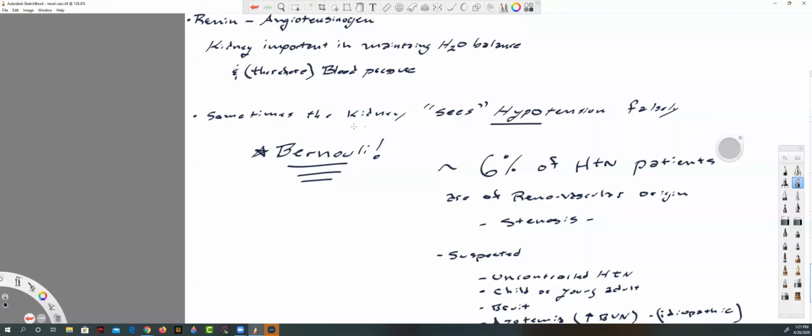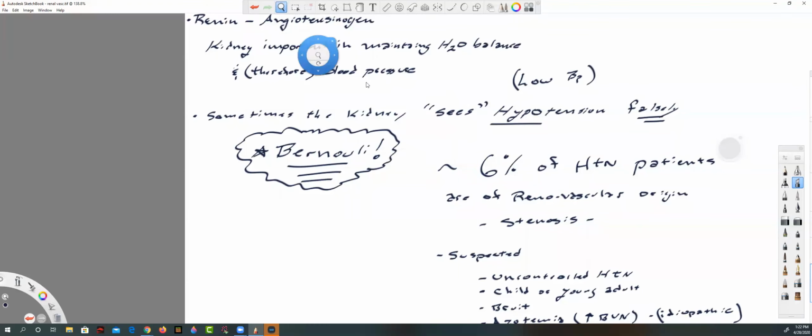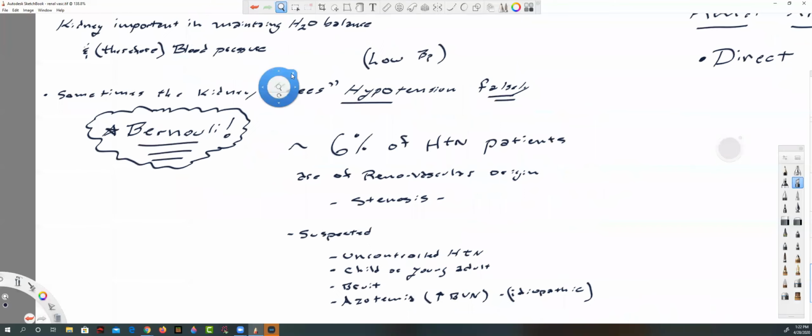But sometimes the kidney sees, in quotes, hypotension falsely. Hypotension, low blood pressure, falsely. So it thinks you have low blood pressure even though you don't. And Bernoulli is back to get us again. Bernoulli's equation, well, don't worry, we don't have to deal with the equation, but the concept of Bernoulli is back.